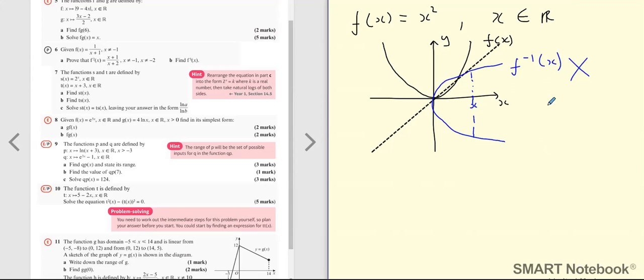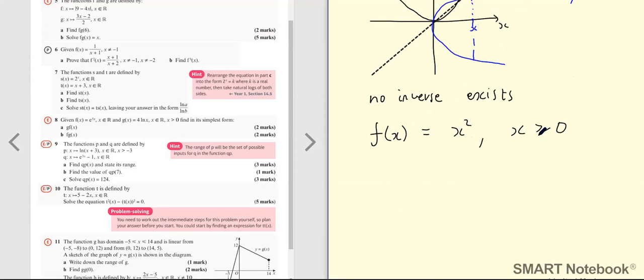So how do we deal with this scenario? An inverse does not exist. So we can say here, no inverse exists here, because we get a one-to-many. So what we can do with f of x is we can say, well, we're going to say x squared, where x is greater than or equal to 0. So we're going to make the original function a one-to-one function.